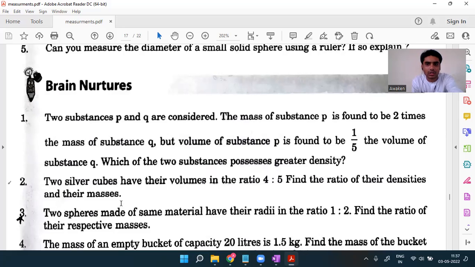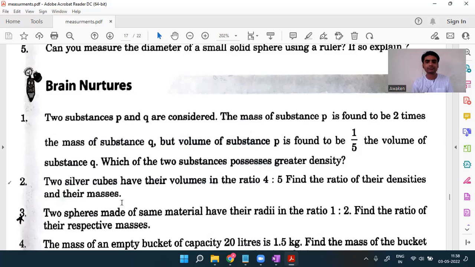See, because both are silver cubes, the material essentially is silver, right? So properly speaking, because both are silver, the density should be the same, because it's silver only ultimately. Either you take a golden helmet or a golden tube or a golden cylinder, because it's all made up of gold, the density should be the same.